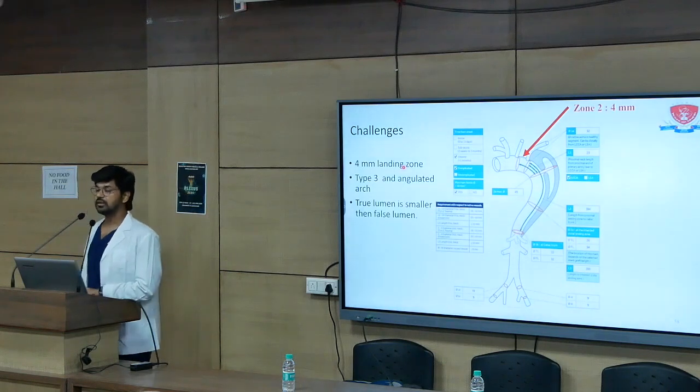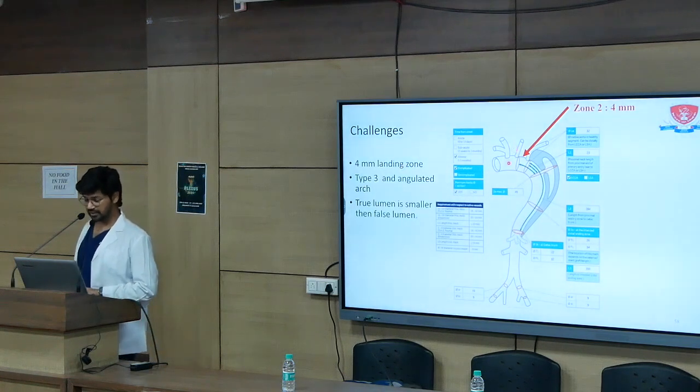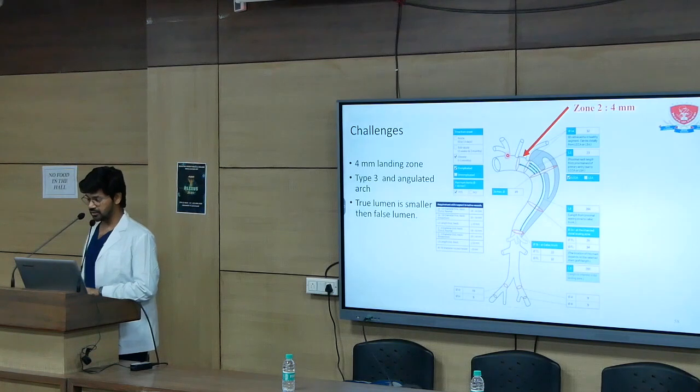So what were our challenges? Firstly, in the majority of cases the landing zone is 10 to 15 mm, as I have already told, but in our case it was only 4 mm. And it is a type 3 arch, which is a more angulated arch, due to which there is a high chance of endoleak. So we have to be very precise while deploying the stent graft.